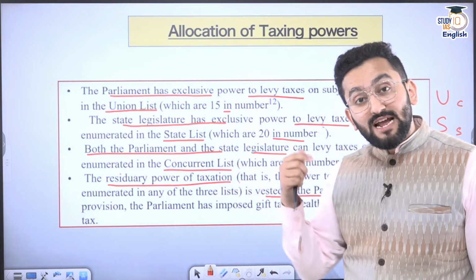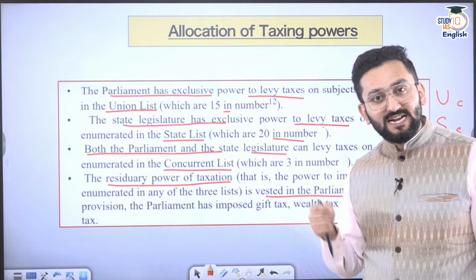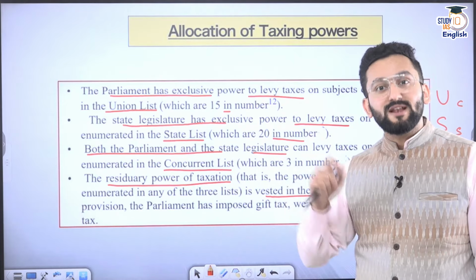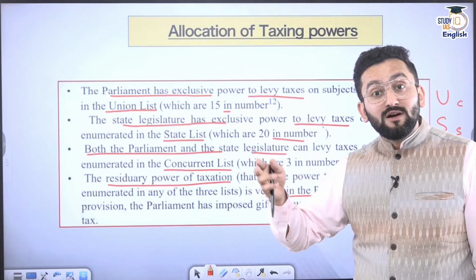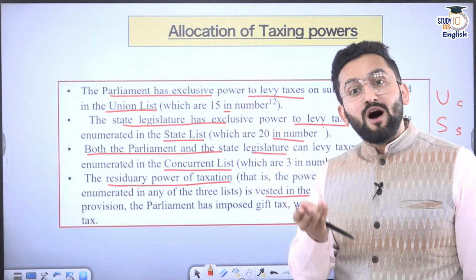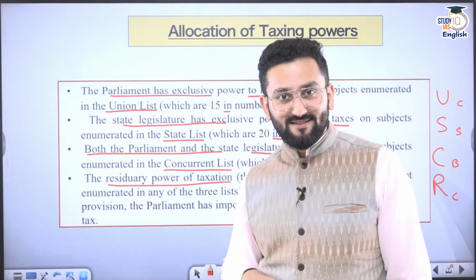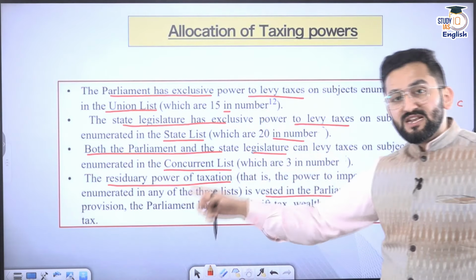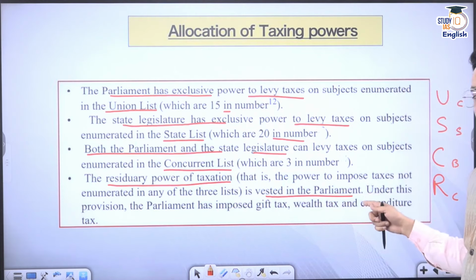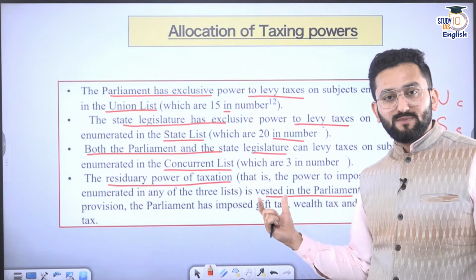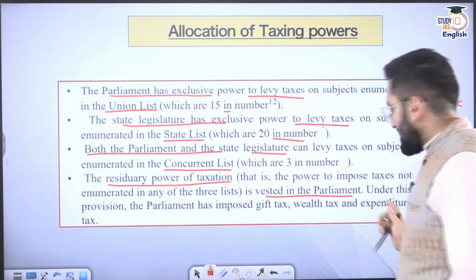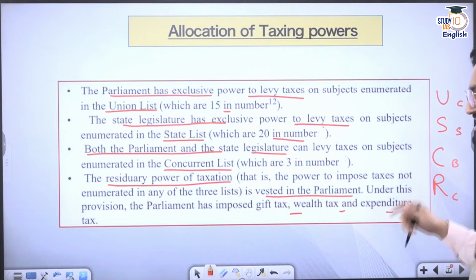So it means there can be new areas of taxation, which are decided at the point of time when they are discussed. Oh, this is a new area. For example, taxes on digital advertisement. UPSC also asked this question in prelims, the Google tax. So the residuary power of taxation, that is the power to impose tax not enumerated in any of the three lists, is vested with Parliament. If Parliament wants to give this power to any other authority, that is Parliament's prerogative. Under this provision, Parliament has imposed the gift tax, wealth tax and expenditure tax. So I hope the allocation of taxes is clear to you.